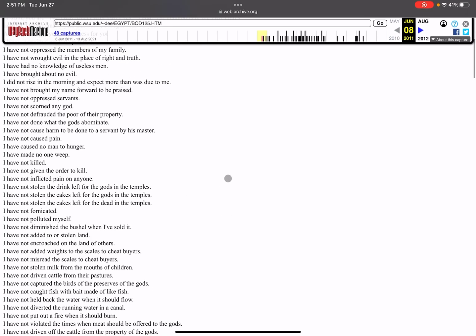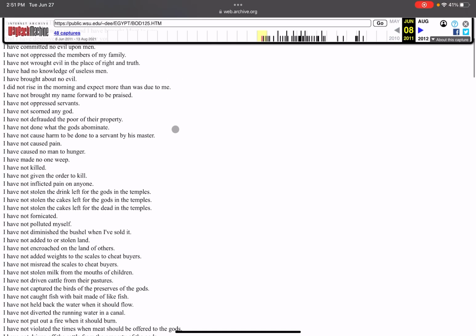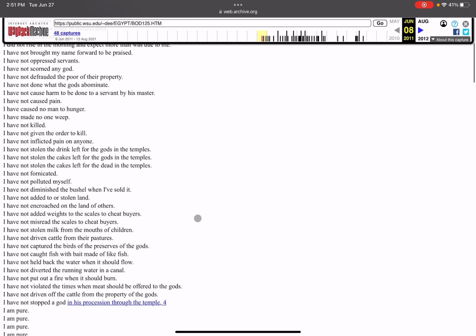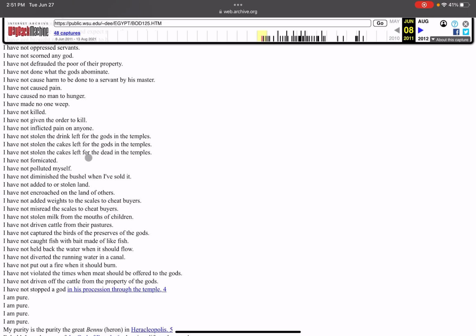What are those things? Well, I have not oppressed my servants. I have not defrauded the poor of their property. I have not oppressed the members of my family. I have not taken offerings that are left in the temples. I mean, these rituals were very important to people. Notice I have not fornicated. So there were sexual mores that were in place here, much as with the Code of Hammurabi. I have not cheated anyone in the marketplace, like adding weights to the scales to cheat buyers and things like that.